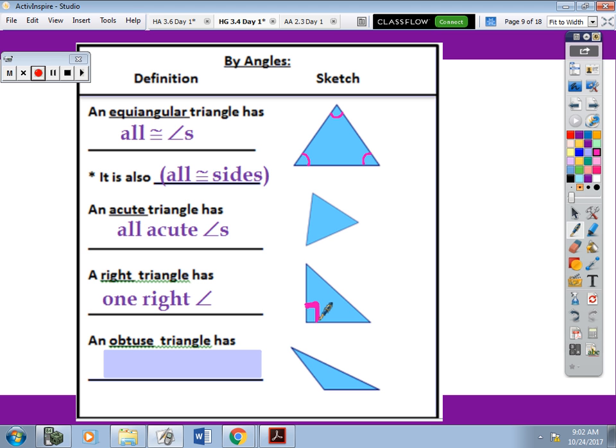Same thing with an obtuse triangle. Some students will think that all the angles are obtuse. That can't happen, otherwise it won't follow triangle sum. So it will just be that there is one obtuse angle, the other two have to be acute, that way they can add up to 180.